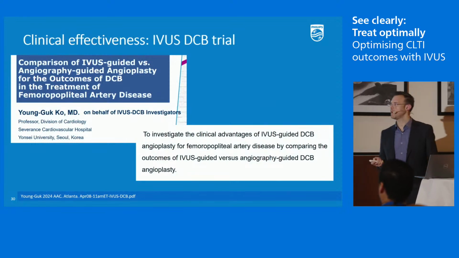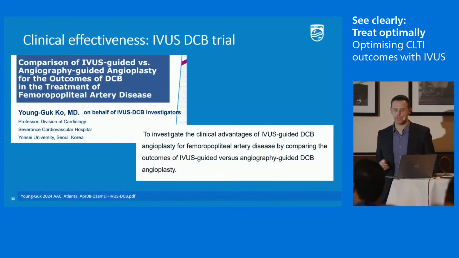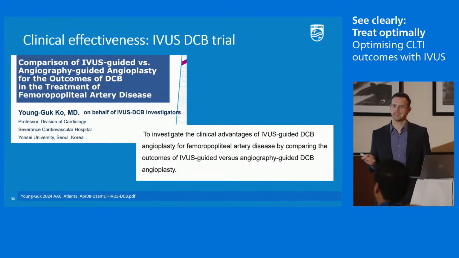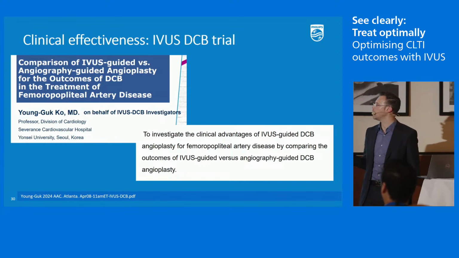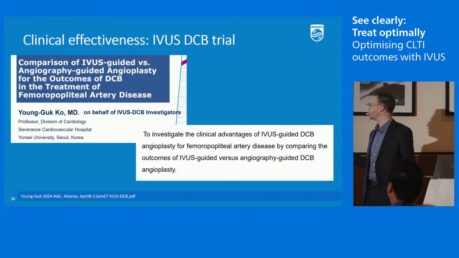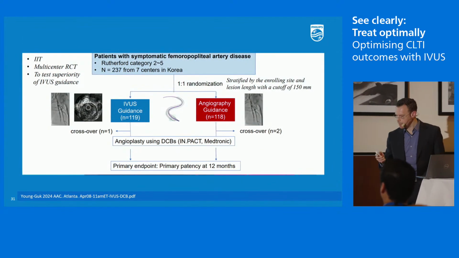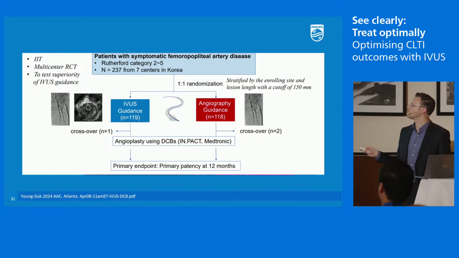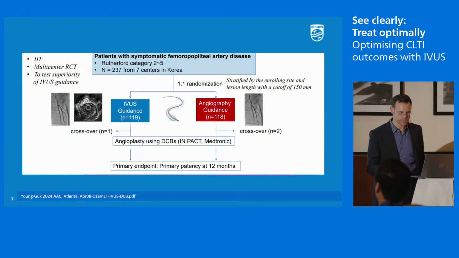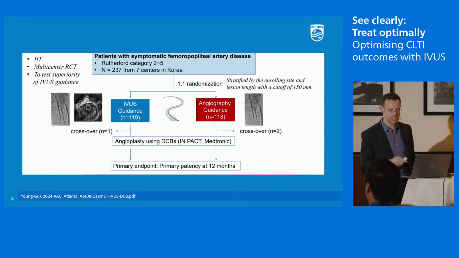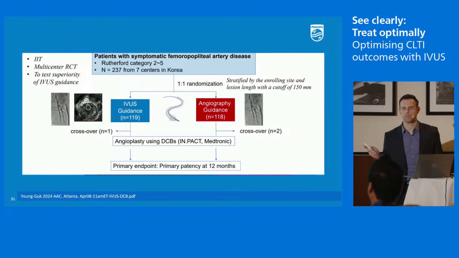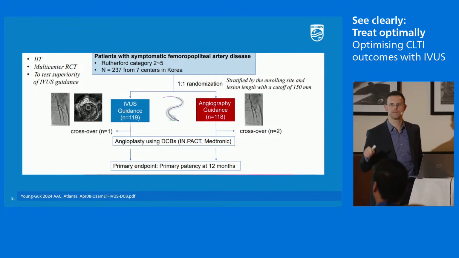There has subsequently been another RCT, early one-year results, this time multi-centered from Korea. This was looking at IVUS-guided DCB versus angio-guided DCB. I'll be a bit quicker now. It was a straightforward one-to-one randomization in either group. There was a small amount of crossover. The primary endpoint was primary patency, defined as freedom from clinically driven TLR.